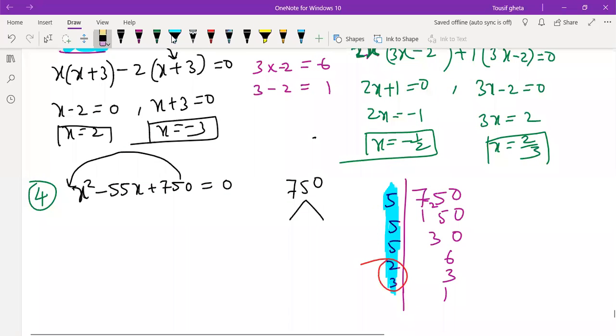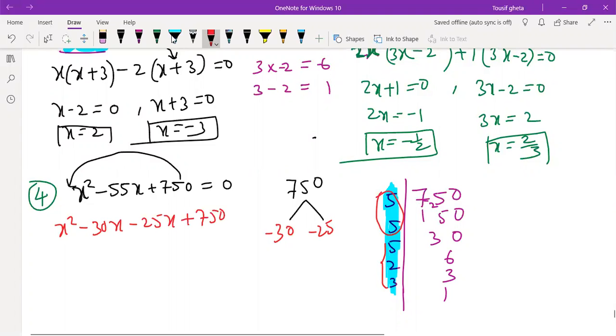So let us check some other numbers. See here we have 5 fives are 25. Can you see this? And this is 5 twos are 10, 10 threes are 30. So 30 and 25. If I take 30 and 25, 30 plus 25, I'm going to get 55. So I'm on the track. So minus 30 and minus 25 will give me minus 55. And minus 30 into minus 25 will give you plus 750. So here we go: x square minus 30x minus 25x plus 750.